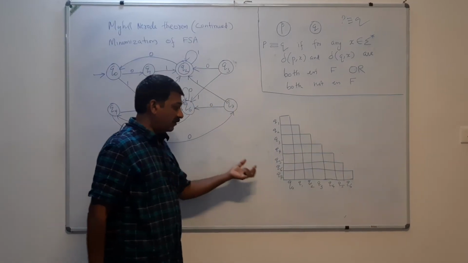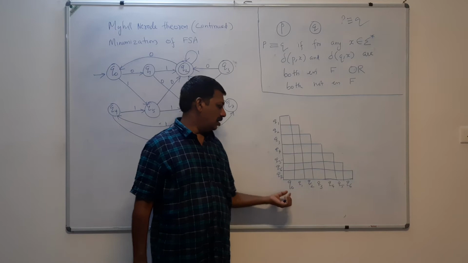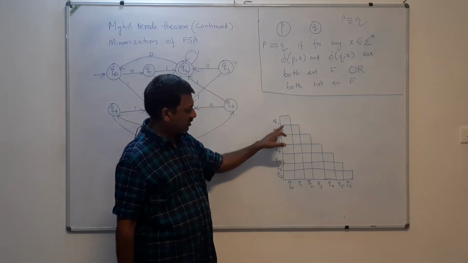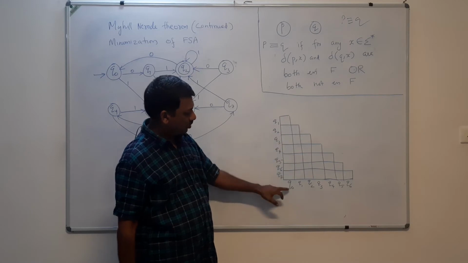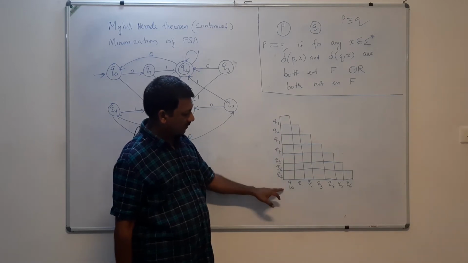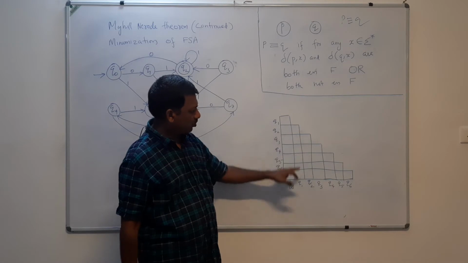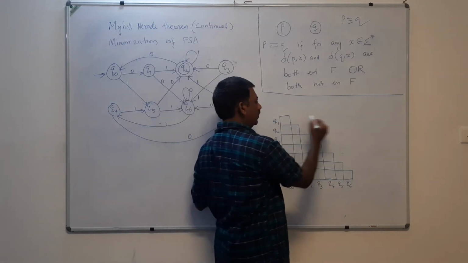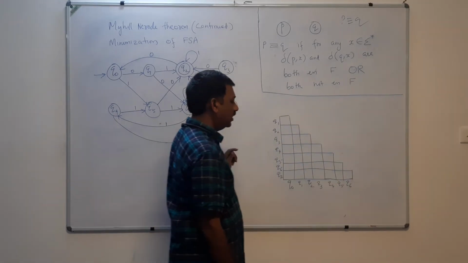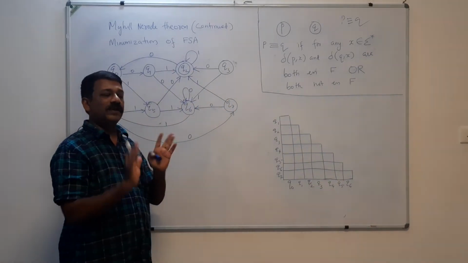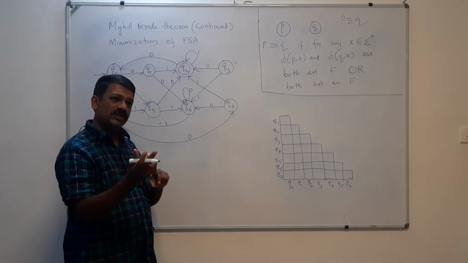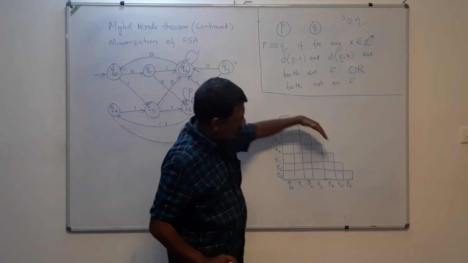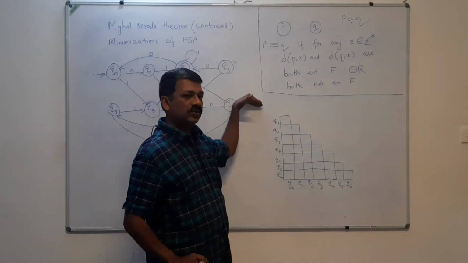And here for every pair of states, a single entry is there. For example, Q0, Q1 is this, Q0, Q2, Q0, Q3, etc. And Q1, Q2, Q1, Q3. If you had an 8 by 8 table, multiple different entries would be there. Q0, Q1 is there, Q1, Q0 is there. To avoid that, the corner entries are deleted.